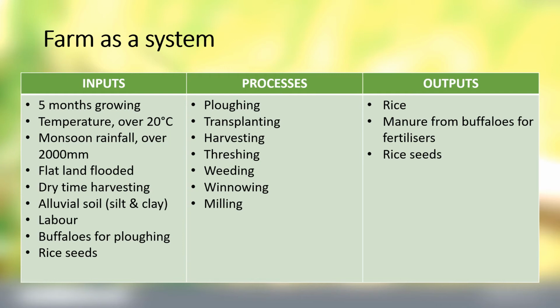temperature over 20 degrees Celsius, high rainfall, flooded flatland, dry time for harvesting, alluvial soil to make the soil fertile, labor, buffaloes for plowing, and rice seeds.